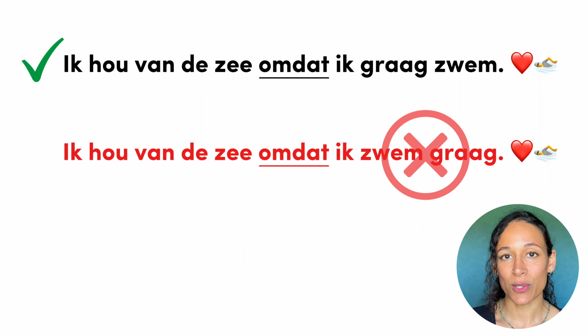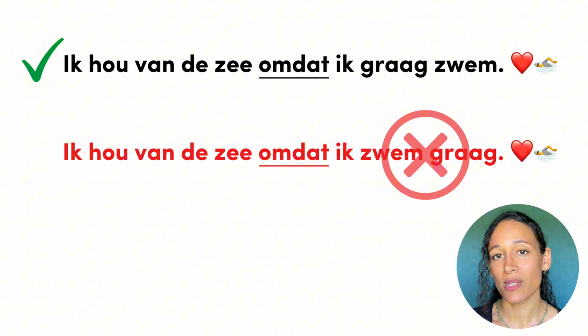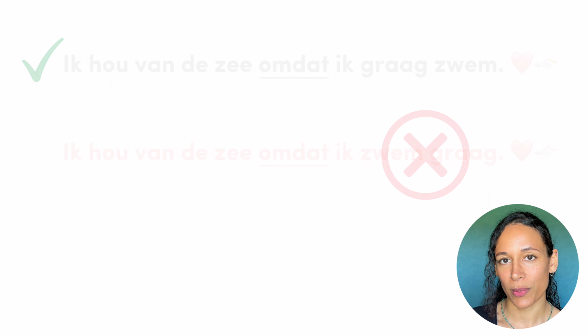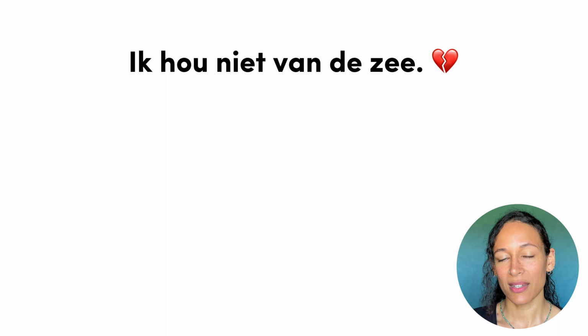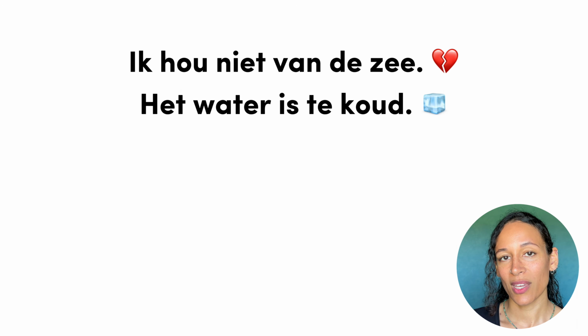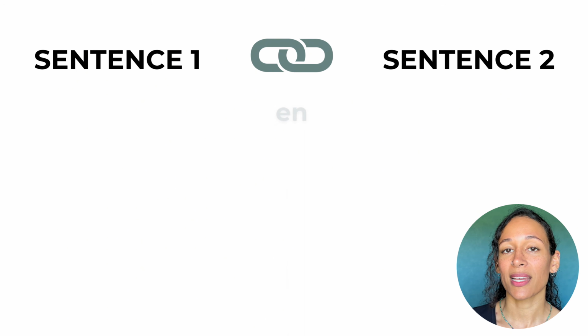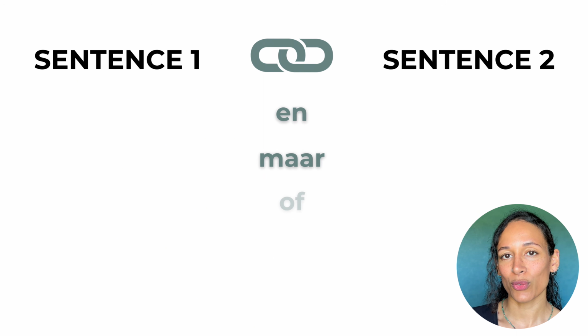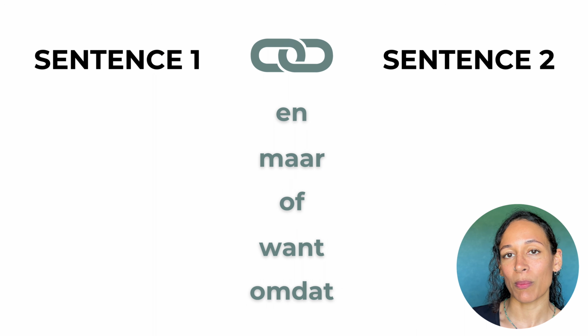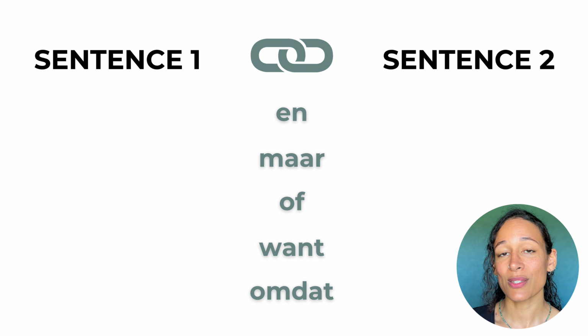Of course, you could also keep it extra simple and write 2 separate sentences. Bijvoorbeeld, ik hou niet van de zee, het water is te koud. Just keep in mind that they do expect you to use at least 2 linking or structure words in your email. Linking words are words like en, maar, of, want, omdat. These connect your sentences and they make your text flow better. So just make sure you have enough of those in your email.